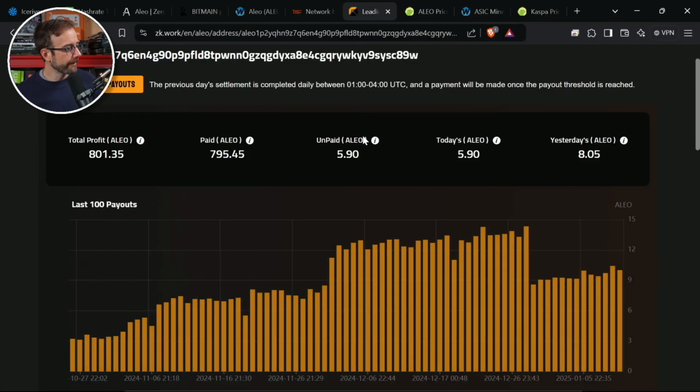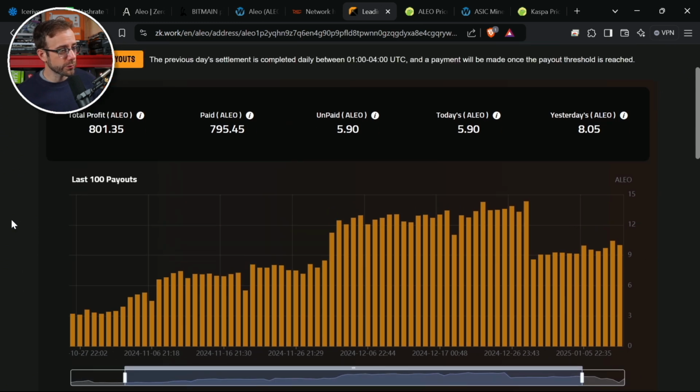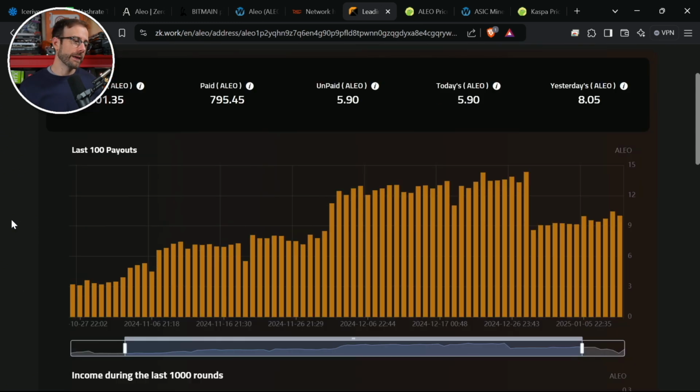Because I've mined Aleo. In fact, we can go take a look. There it is. I've mined 800 Aleo, and I'm super happy with all that. I'm holding on to that bag. Maybe I'll get it staking. I've got to figure out what to do with it. But I'm kind of like, what do I do now? What does the future bring?